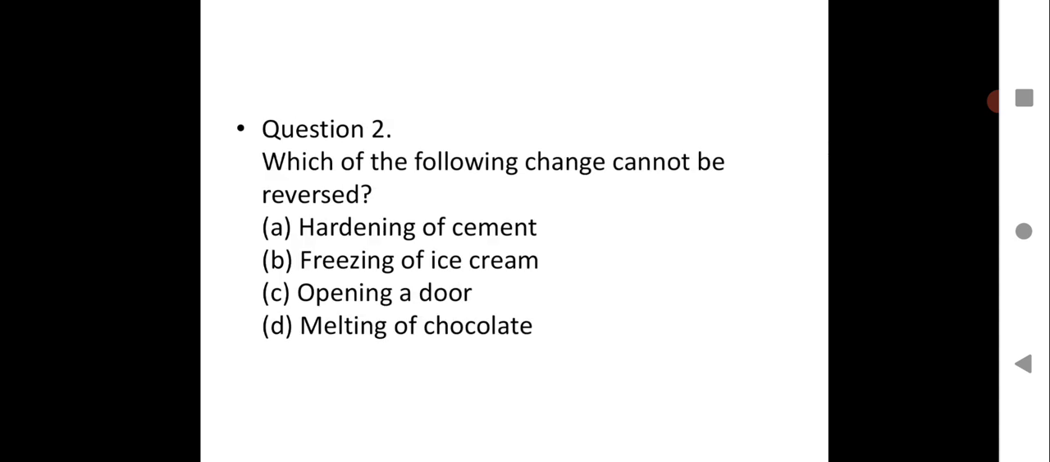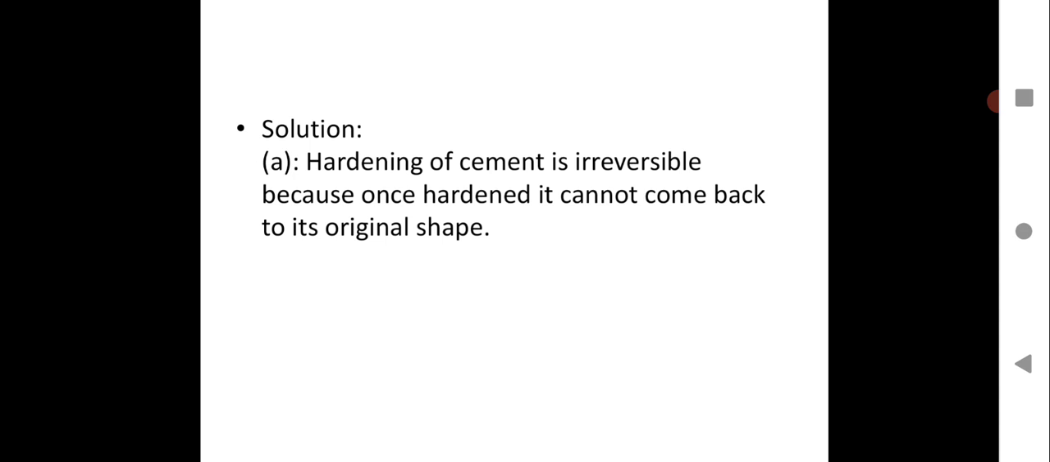Which of the following change cannot be reversed? Hardening of cement, freezing of ice cream, opening a door, melting of chocolate. I think you all got the correct option here. Let us see. Hardening of cement is irreversible, as I told you in the previous session. We have discussed in the NCERT exercise, where once the cement gets wet and there is formation of lumps, it becomes hard, and the properties of the cement will be lost. So it is irreversible, because once hardened it cannot come back to its original shape, and the properties and the qualities also get affected. I hope this option is clear with you all.